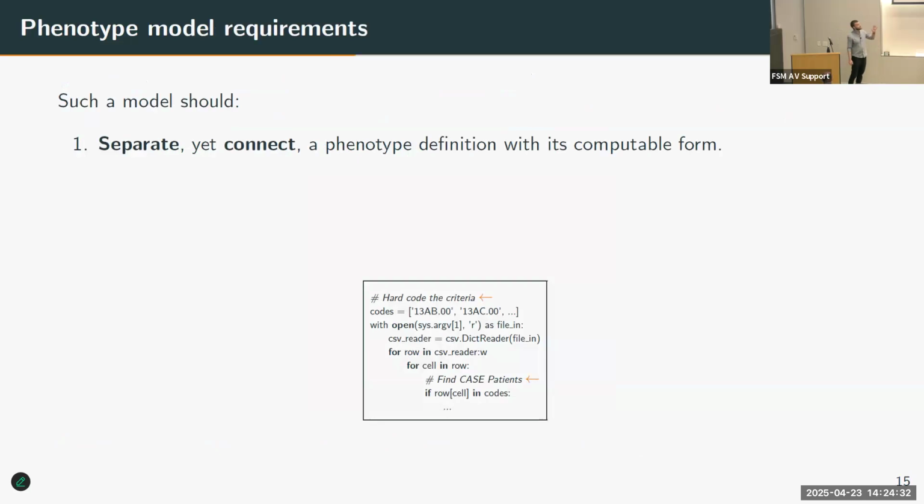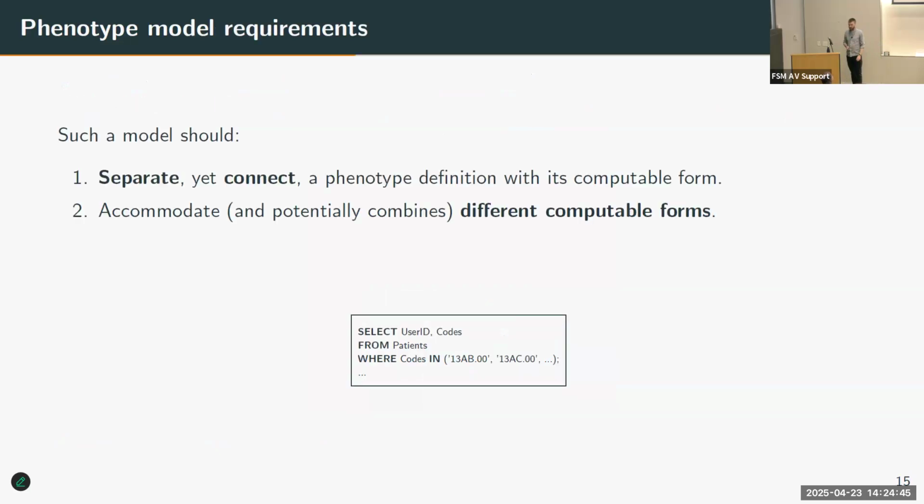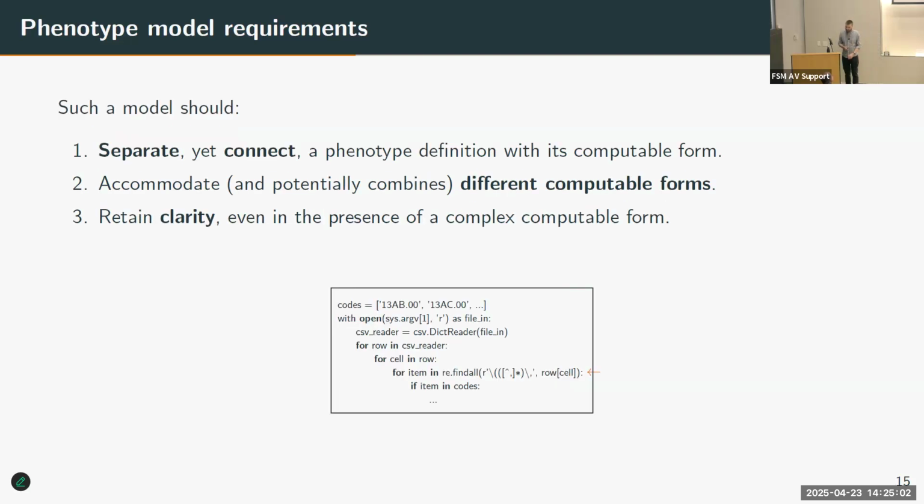So in terms of conflating the logic with the implementation, our model needs to have some connectivity between the phenotype definition and its computable form. It needs to allow them to link together, but at the same time, not anchor them together in the same way that the code here does. Again, coming back to our second problem, which was people using different languages, our model needs to accommodate and potentially combine, if necessary, different computable forms. We don't want to stop people writing in Python, people writing in R, people writing in SQL, but we need to somehow connect these together.